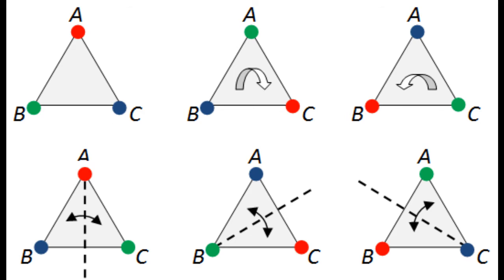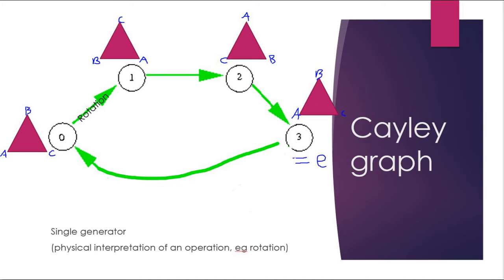Mirror reflection symmetry is the idea of drawing a line through the shape and reflecting the shape through the line without changing its appearance. There are three different mirror lines along which the shape can be reflected without looking different. One way of identifying whether a group is a geometric object is through the Cayley graph. For example, the Cayley graph of this group is a cycle with a single generator, or physical interpretation of an operation, for example the rotation.